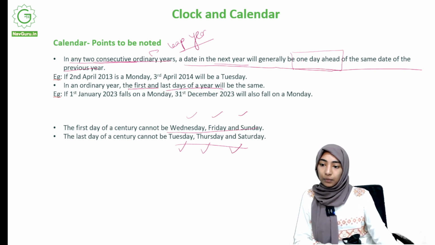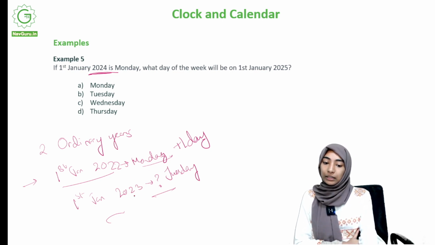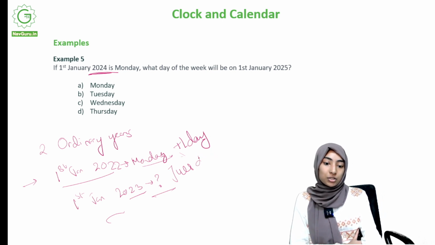So basically, where is it? Yeah, so if 1st Jan 2022 is a Monday, then 1st Jan 2023 will be a Tuesday. Okay, so that is how you find it for 2 ordinary years. This is what was given in the note, but now we have an extra situation.